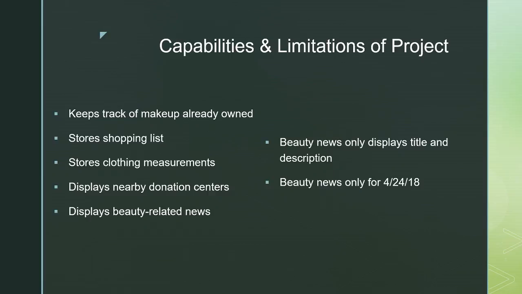Since this project was quite straightforward to me, the limitations of it laid within the API call. Only the title and an incomplete description of the news were displayed. It was also only for one date. If I were to redo this project, I would allow the user to input a date or perhaps attain the current date somehow so that the news would stay updated and relevant.